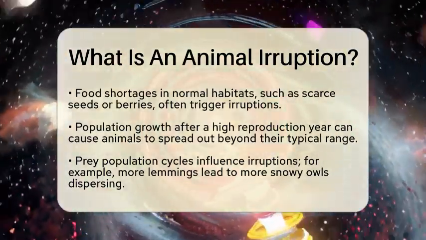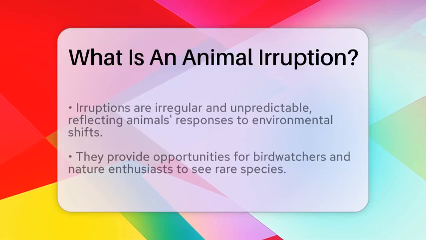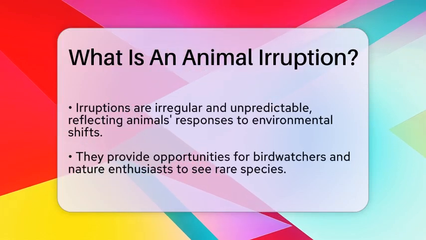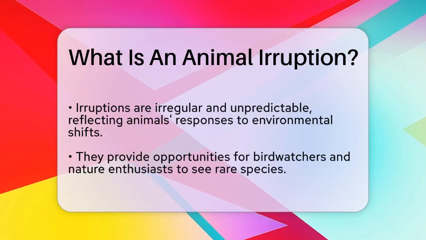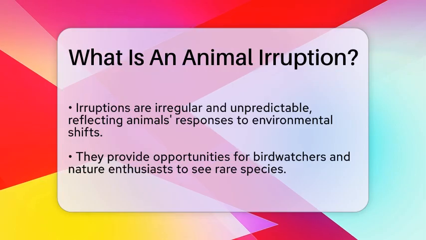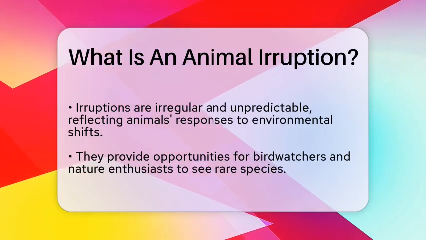Population increases also play a role. After a year of high reproduction, animal numbers can grow so much that they need to spread out to find space and resources. This overcrowding pushes some animals beyond their normal boundaries.